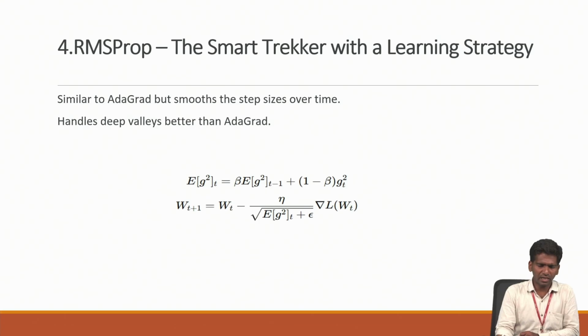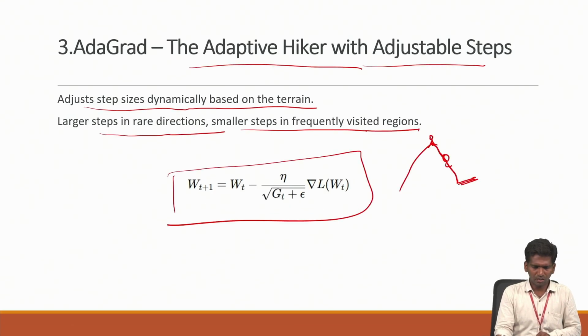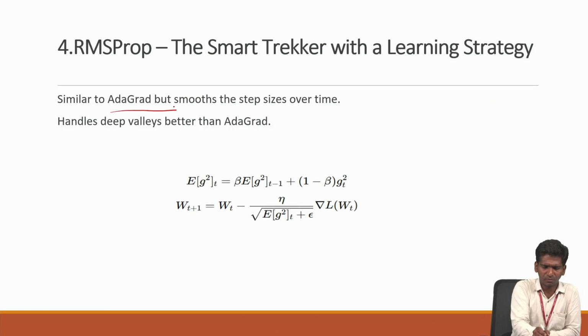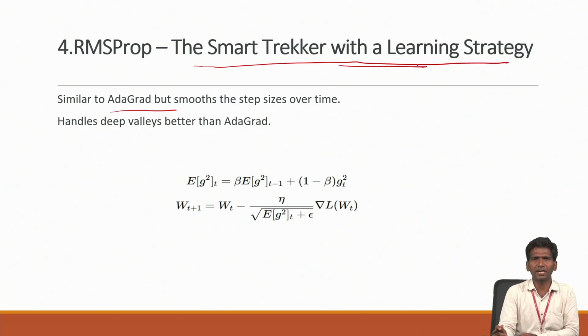Okay, so next, RMSprop. So what is RMSprop? It is similar to AdaGrad. What it is actually, RMSprop is the smart tracker with learning strategy. Okay, with some strategy. With how much speed, should I maintain constant speed or should I increase the speed in some cases? So this is the parameter that I can consider in RMSprop.